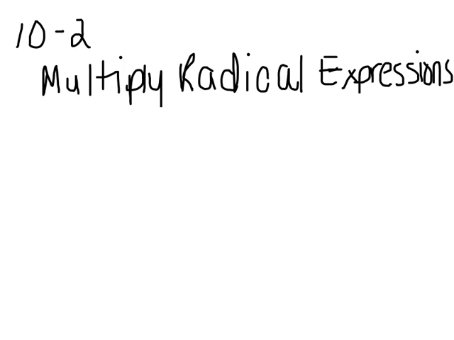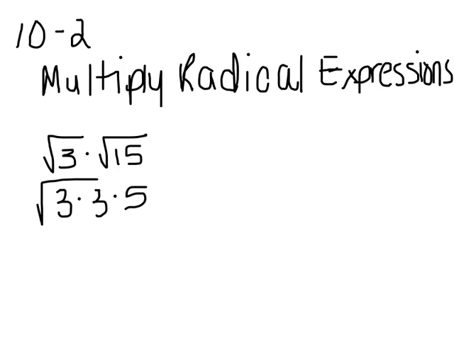This lesson will be on the second half of 10-2, multiplying radical expressions. In 10-1, we saw multiplying radical expressions such as radical 3 times radical 15. We'd factor 15, so we'd have 3 times 5. And because we have two 3's, we'd have the square root of 9, which is 3, and the 5 stays inside the radical. So our answer would be 3 radical 5.